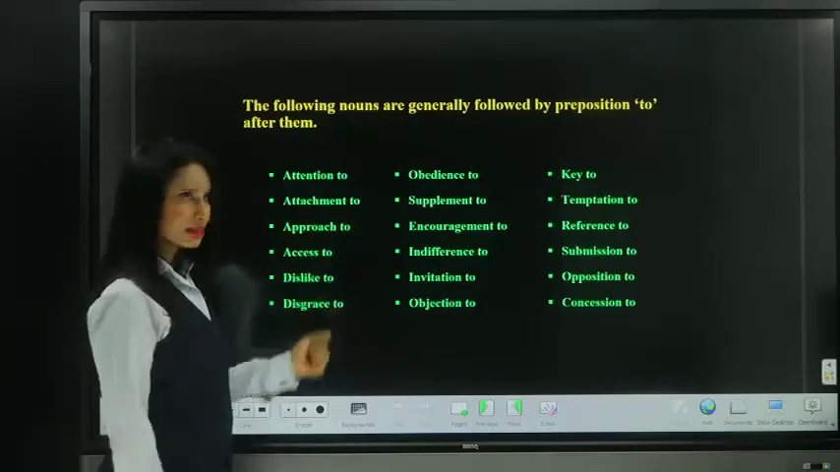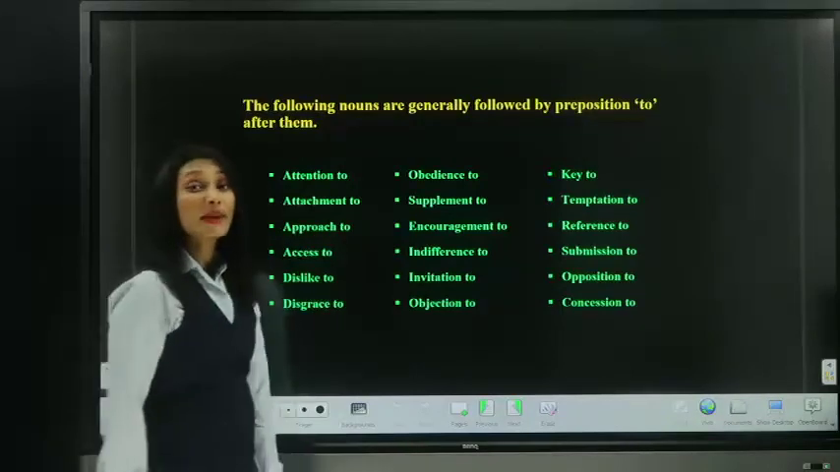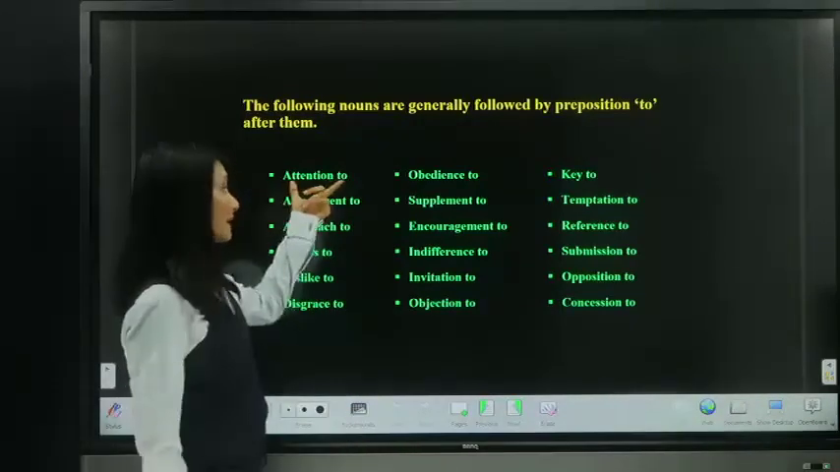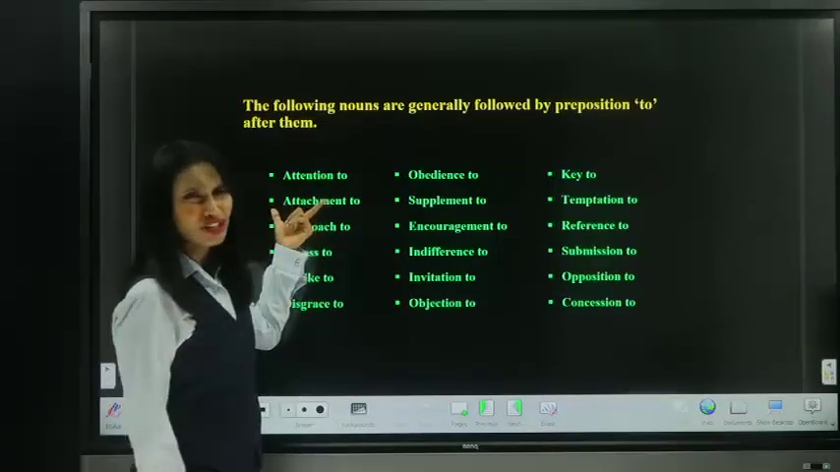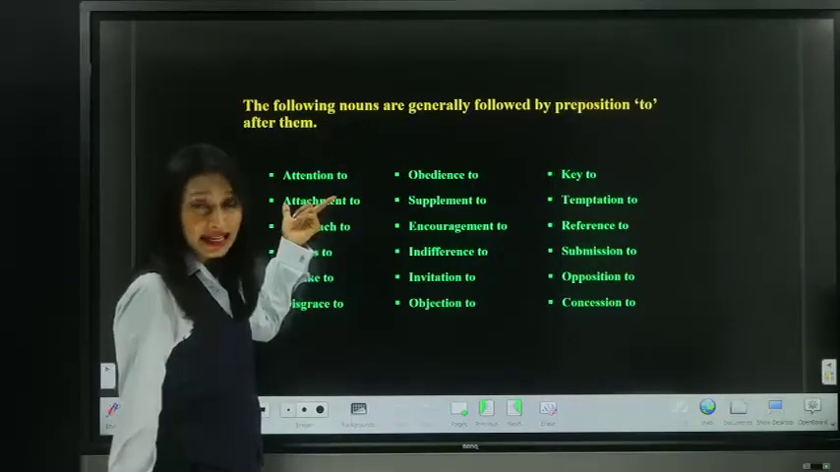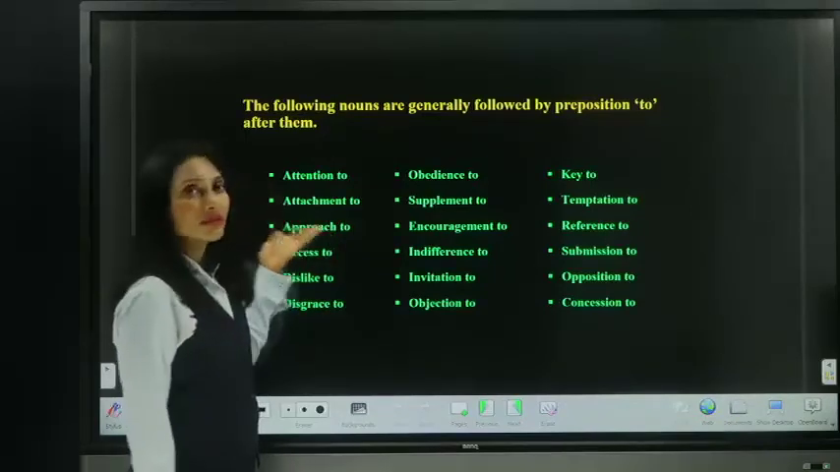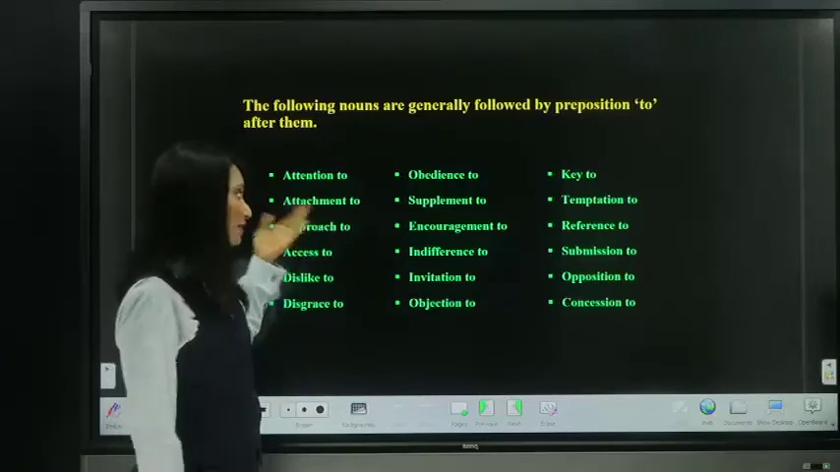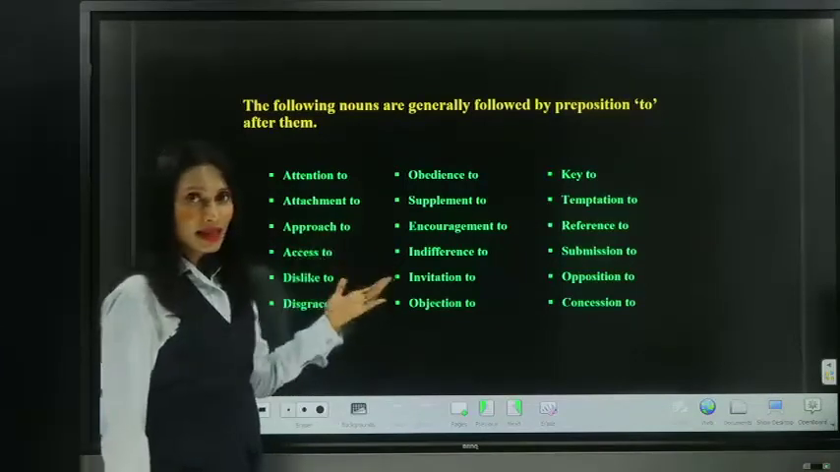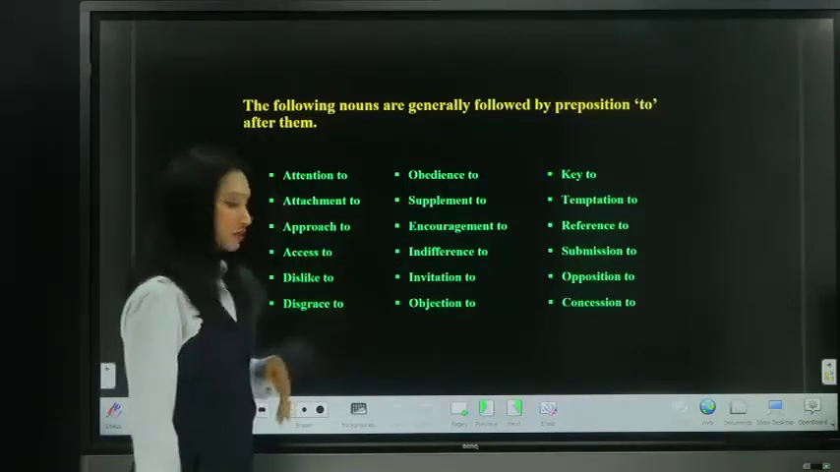Now, let's see some examples. Pay attention to what I say in the class. Attention to. Do not have much attachment to worldly things. Attachment to. Try to know how to approach the officials. Like that, you can make some examples. Access to, dislike to, etc.